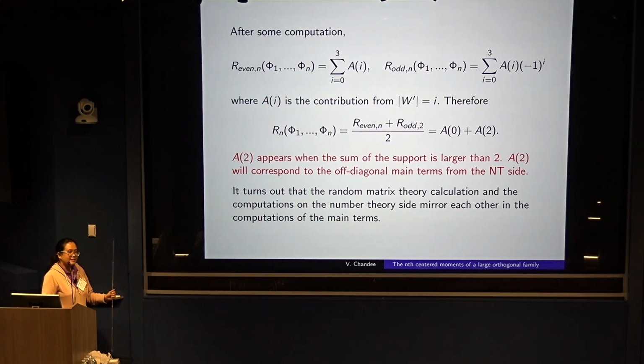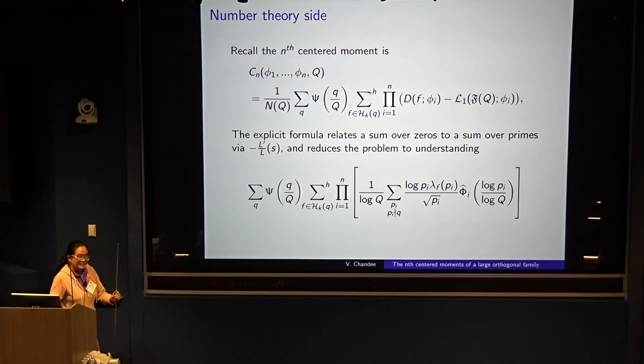And you're going to see a little bit more of this analogy in the next 3-4 slides later. All right, so that's all for the random matrix side. So we're going to move on to the number theory side. First of all, are there any questions before I move on? All right. I'll go to the number theory side now.